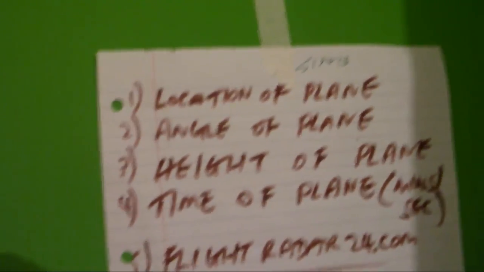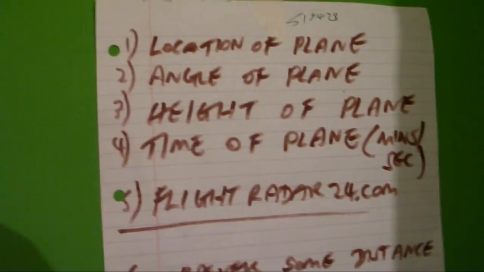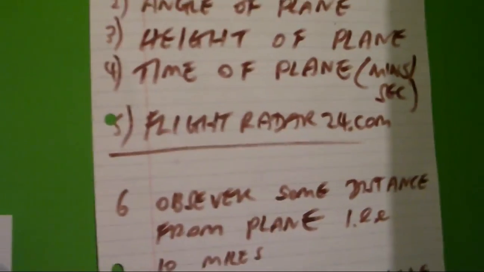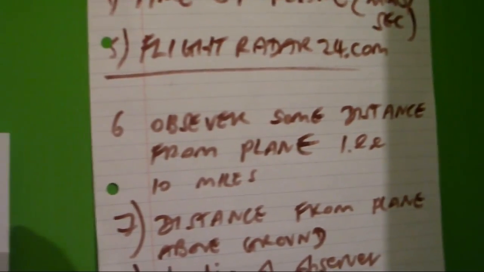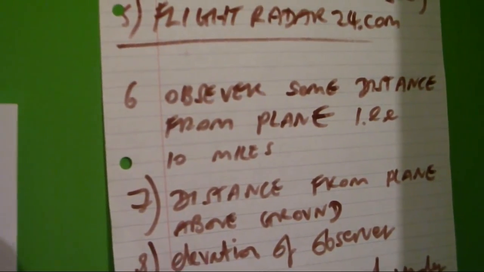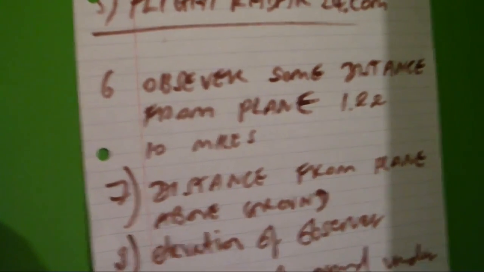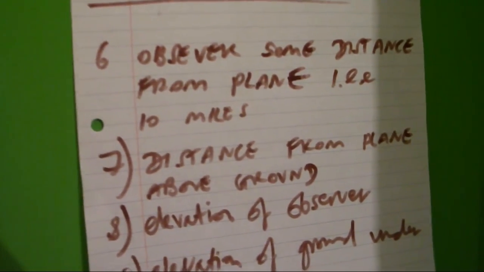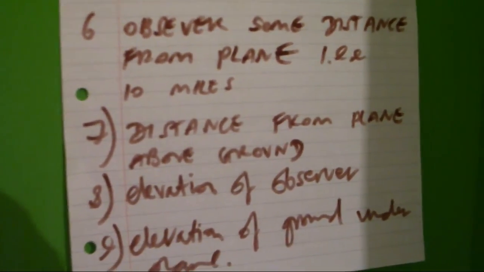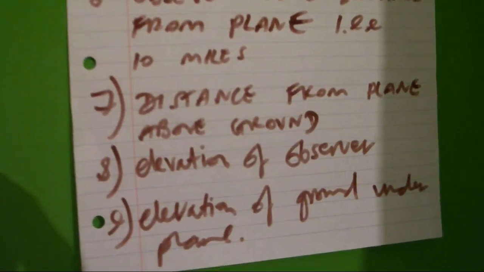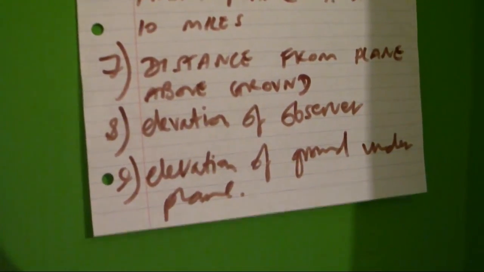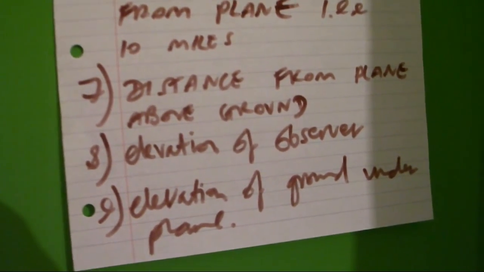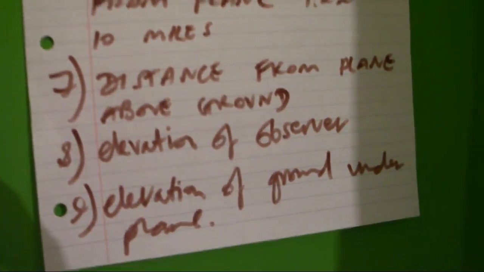Now, in order to do these observations, there's a simple checklist. One needs location of the plane, angle of the plane, height of the plane, time of the plane, minutes and seconds, flightradar24.com. You want to have an observer point, which is some distance from the plane, of an elevation that is known, and the elevation at ground zero needs to be known, and this information can be collated on the internet. Distance from the plane above the ground can be found on Flight Radar 24. Elevation of the observer, there's plenty of websites you can use to find that. You can use altimeters and all kinds of stuff. An elevation of ground zero.